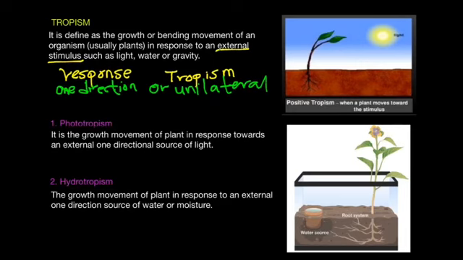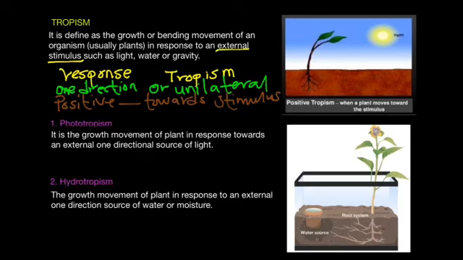Alright. Now, anytime there is a one-directional stimulus, plants will always grow in the direction that is most suitable for them. So when we have plants growing towards the source of the stimulus, then that is what we call positive tropism. That means it's growing towards the stimulus.